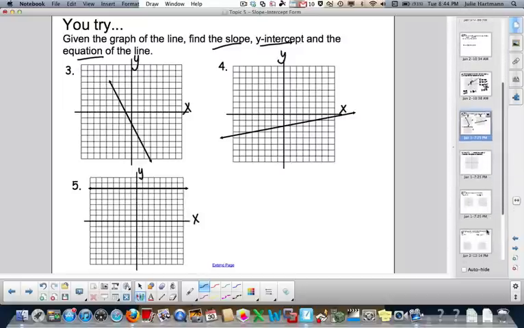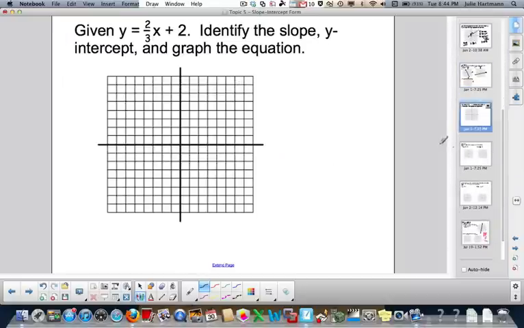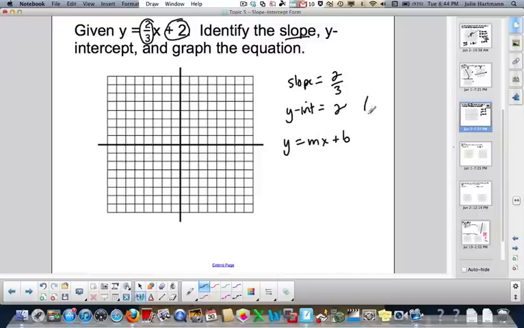So next, we are going to take the equation and graph the equation. So steps: identify the slope. So what is my slope here? You're right, it is 2/3. Let's hope you're right. And the y-intercept, what is that one? Yes, that is 2. And so the equation, y equals mx plus b. Remember, the y-intercept is your b, slope is your m, so it's y equals 2/3 x plus 2. That's what we started with.